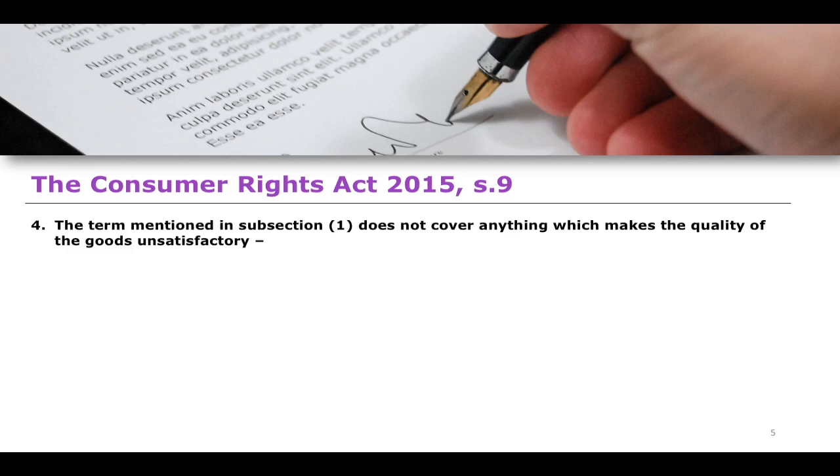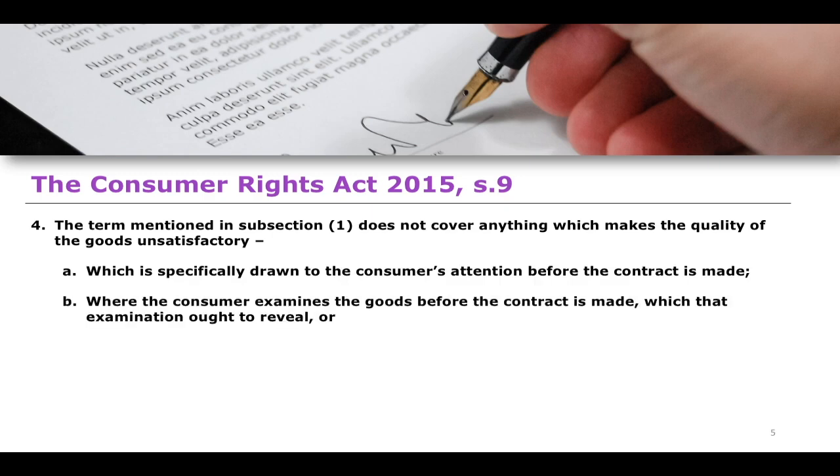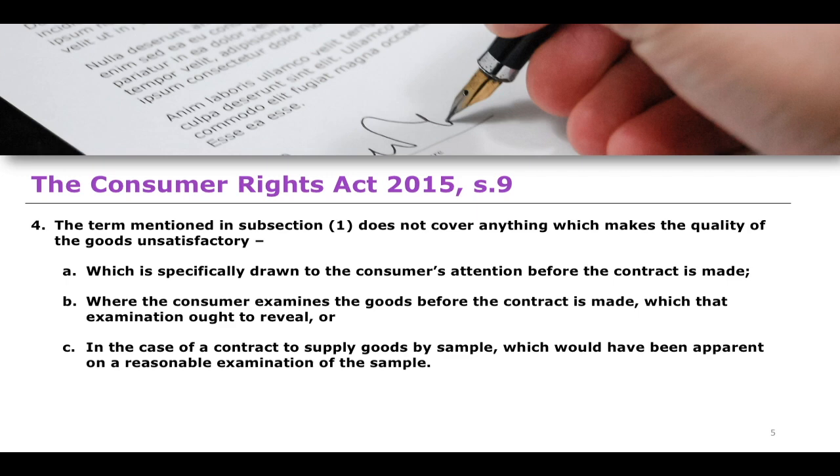So, Section 9, subsection 4 says that, quote, the term mentioned in subsection 1 does not cover anything which makes the quality of the goods unsatisfactory, which is specifically drawn to the consumer's attention before the contract is made, where the consumer examines the goods before the contract is made, which that examination ought to reveal, or in the case of a contract to supply goods by sample, which would have been apparent on a reasonable examination of the sample in question.